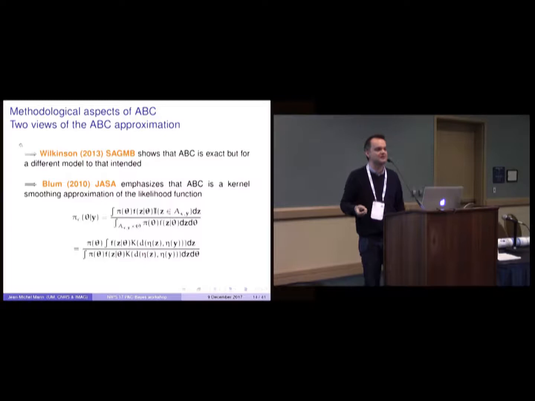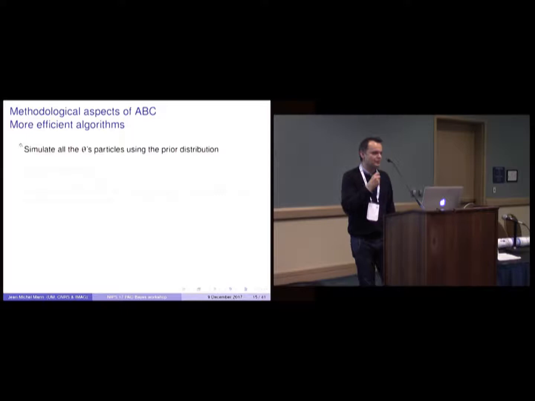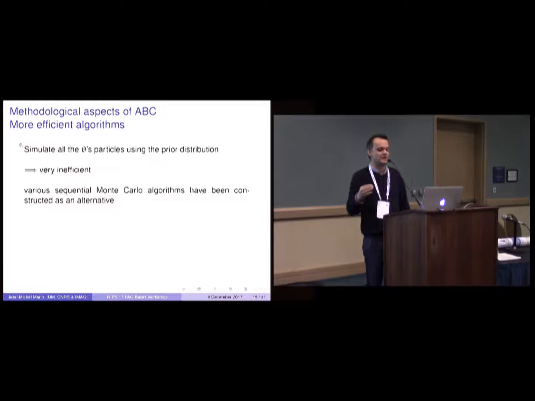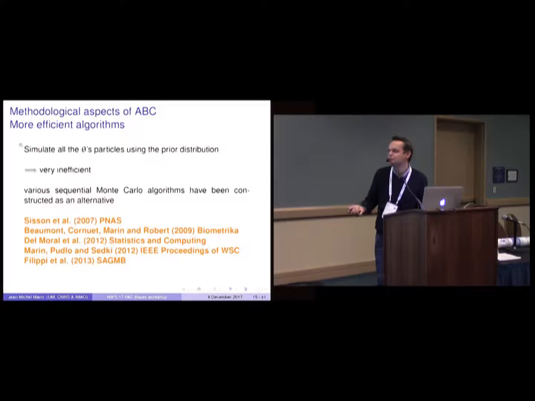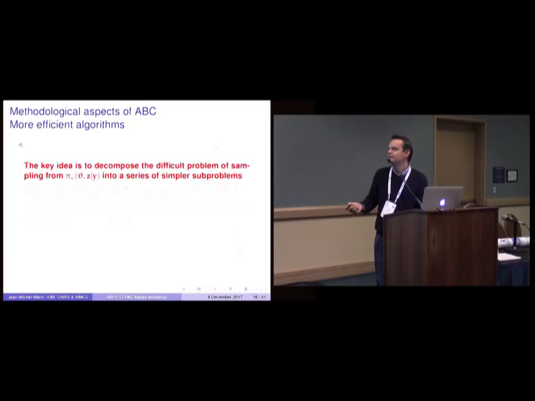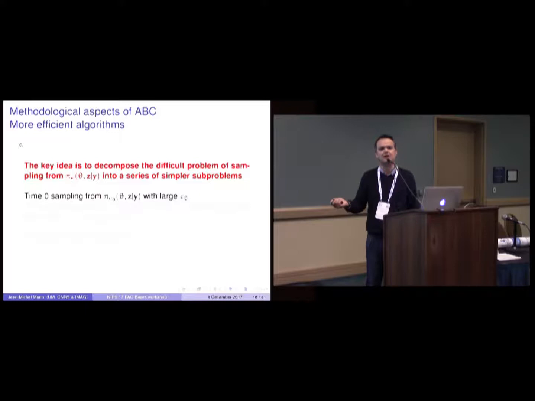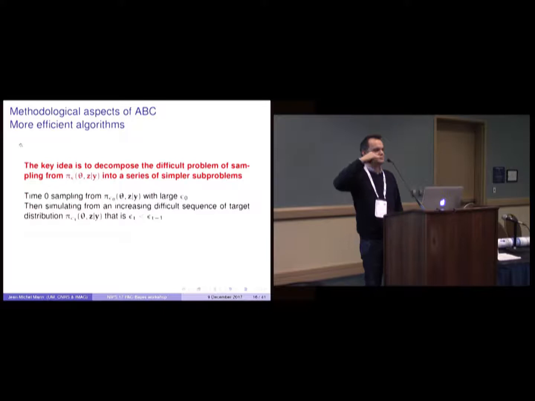Okay, you have also a lot of work on more efficient algorithms. Simulating all the particles from the prior distribution is very inefficient, and various sequential Monte Carlo algorithms have been constructed as an alternative. There is a lot of work, including some we developed with Marjoram and Pierre Pudlo, Mohamed Sedki, and Christian and others, and Jean-Michel. The key idea is to decompose a difficult problem of sampling from this target ABC when epsilon is small, it's very difficult to sample from this, into a series of simpler sub-problems. At time zero, you sample from this distribution with a large value of epsilon, and then you use this approximation corresponding to this large epsilon as prior for the next step, and you decrease the value of epsilon. This is the sequential Monte Carlo idea. And it can work quite well, but as I will explain later, it's extremely difficult to calibrate.